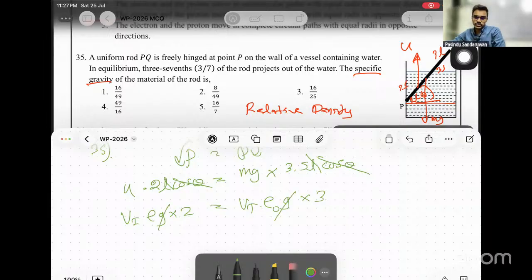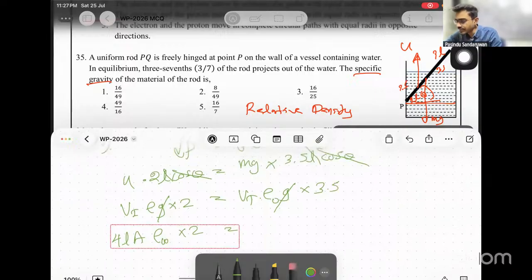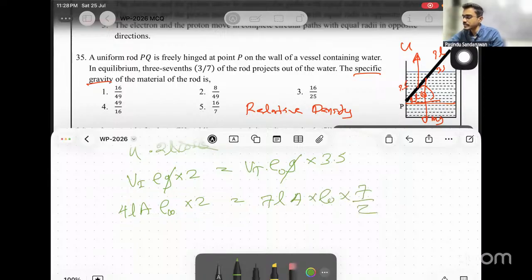Let's consider the cross-sectional area of this rod as A. If there is A, the immersed volume can be written as, immersed part is only 4L, no? Then there is 4LA, right? Density of the water, rho W, then 2. And here, this is not 3, it was 3.5, right? 3.5. Then total length is 7L, A, total volume, rho object. 3.5 can be written as 7/2. No? And now A also cancels, L also cancels.